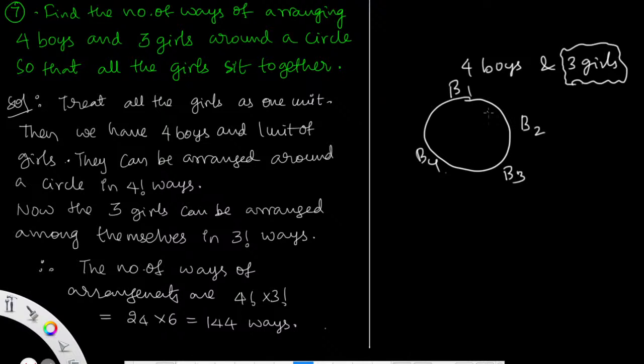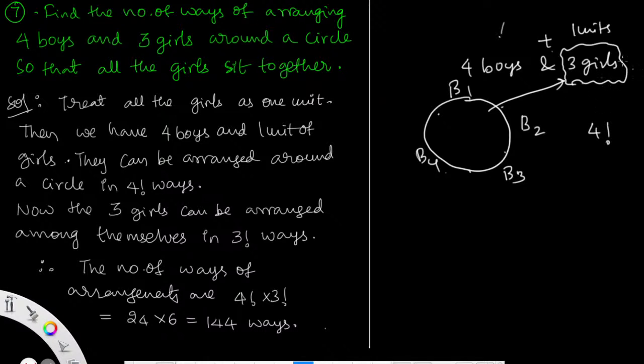So the 3 girls can be arranged either in this place or this place or like that. All the girls sit together only. That is why, for sitting together, the method is to take them as 1 unit. So treat all the girls as 1 unit. Then how many are there? We have 4 boys plus 1 unit, so totally 5 things. 5 things can be arranged in a circle in 4 factorial ways.